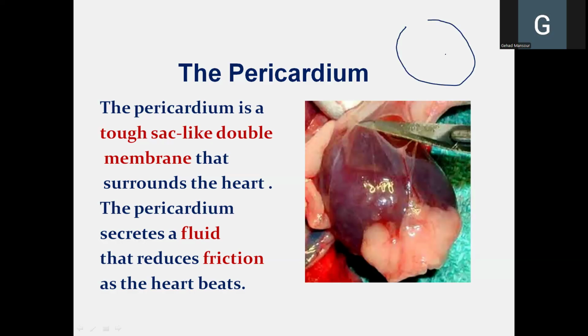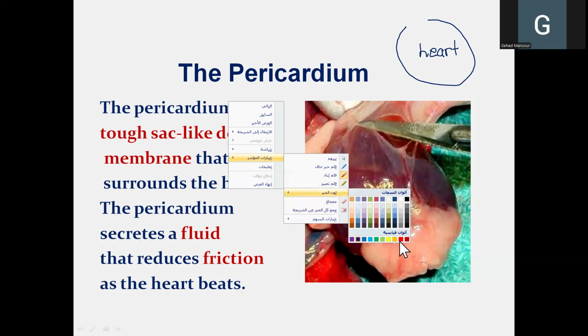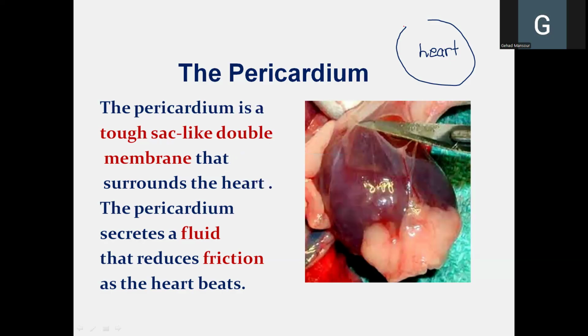So if this is the cardiac silhouette that represents the contour of the heart, and we change the color to make it more visible, the first layer of the pericardium will be adherent to the heart, and the second layer is continuous with the first layer and turns around the first layer. So the pericardium is a tough connective tissue sac, but meanwhile, it's a double membrane.